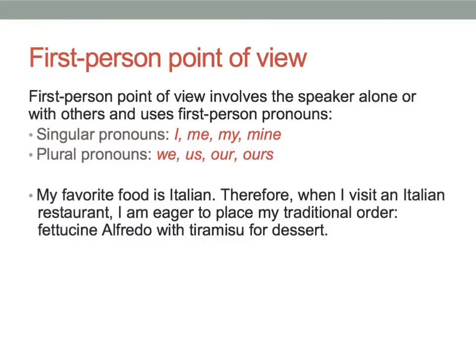Okay, let's take a look at first person point of view. It involves the speaker by himself or herself or with others, and uses first-person pronouns like the singular ones I, me, my, and mine, or the plural pronouns we, us, our, and ours. Here's an example of a couple of sentences that use first-person point of view. My favorite food is Italian. Therefore, when I visit an Italian restaurant, I am eager to place my traditional order, fettuccine alfredo with tiramisu for dessert. Notice all of the first-person pronouns there that indicate first-person point of view.